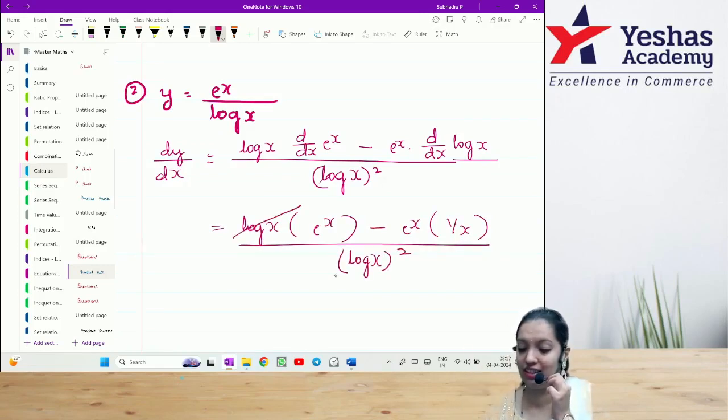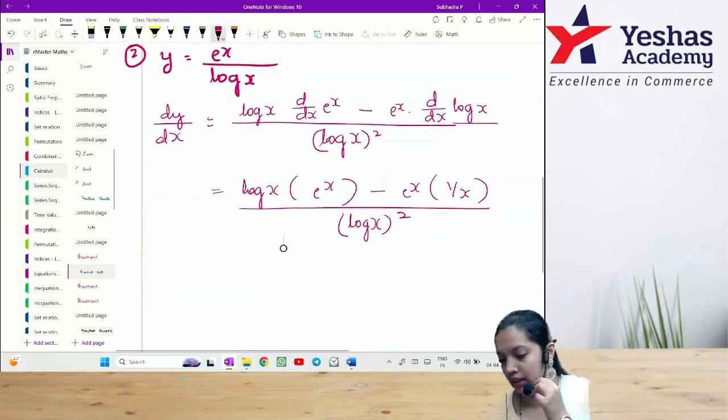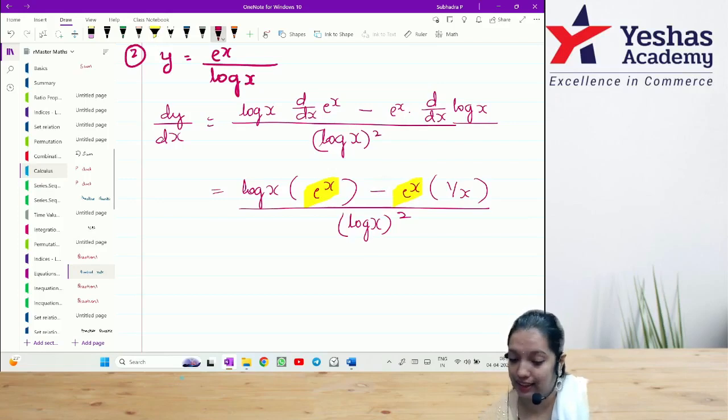Nobody should sit and cancel log x here. It has to be common to be cancelled. It is not common. It should be there in both this term and this term. The only thing that you can take as common is e power x, if you want. Otherwise, this is the last step.